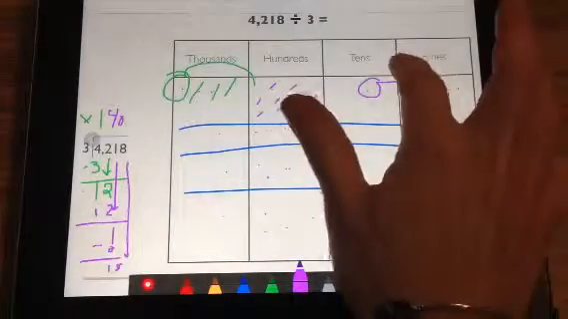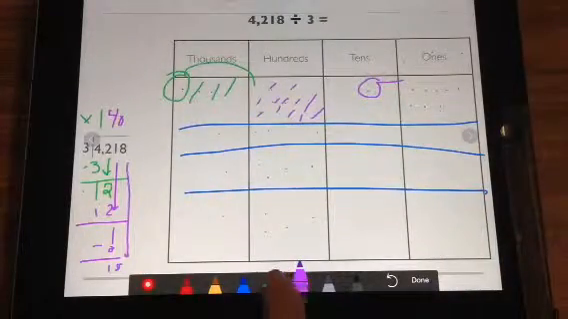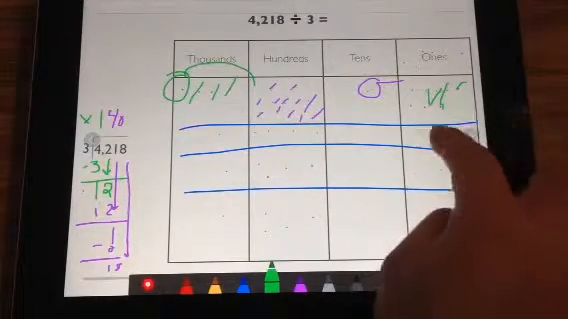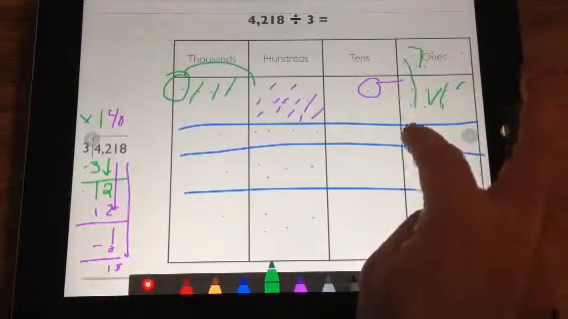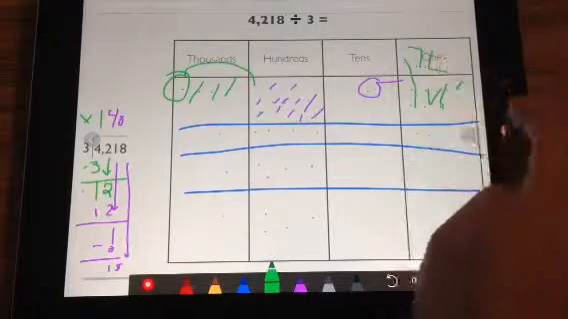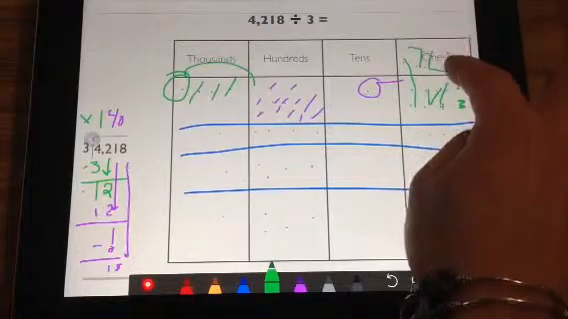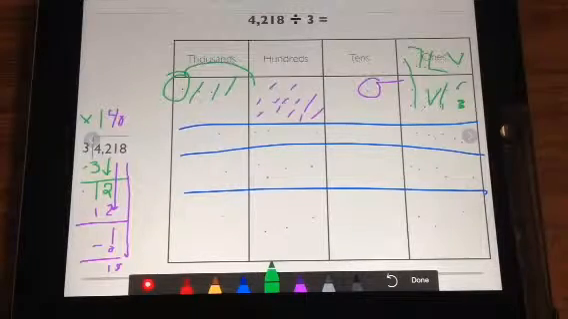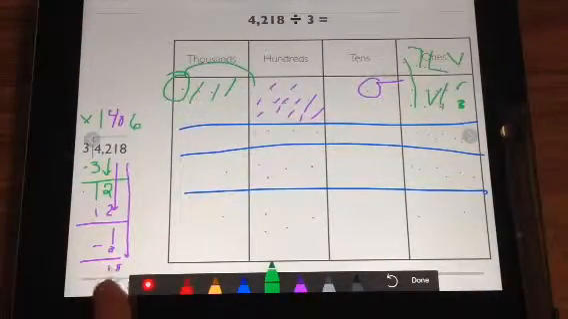Bring down my 8 for my ones. Now I should have 1, 2, 3, 4, 5, 6, 7, 8, 9, 10 from my unbundle plus my 8, which is 18. I'm going to pass these out in groups of 3. 1, 2, 3. Whoops, I put it in the wrong spot. That's not there. Pretend it's not there. 1, 2, 3. So I should have found that I have 6 in each one because 18 into 3 groups is 6. 6 times 3 is 18.